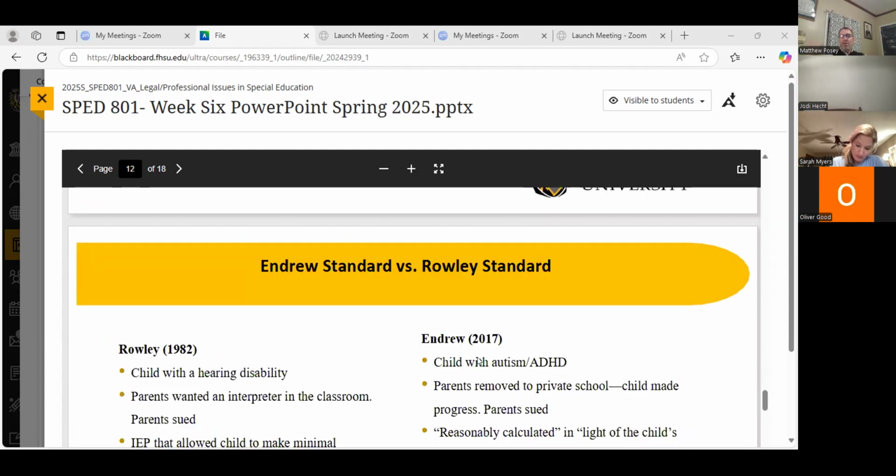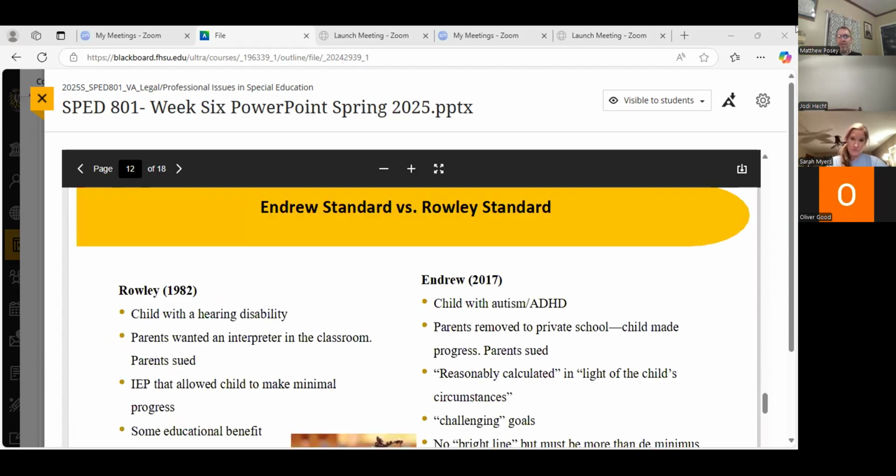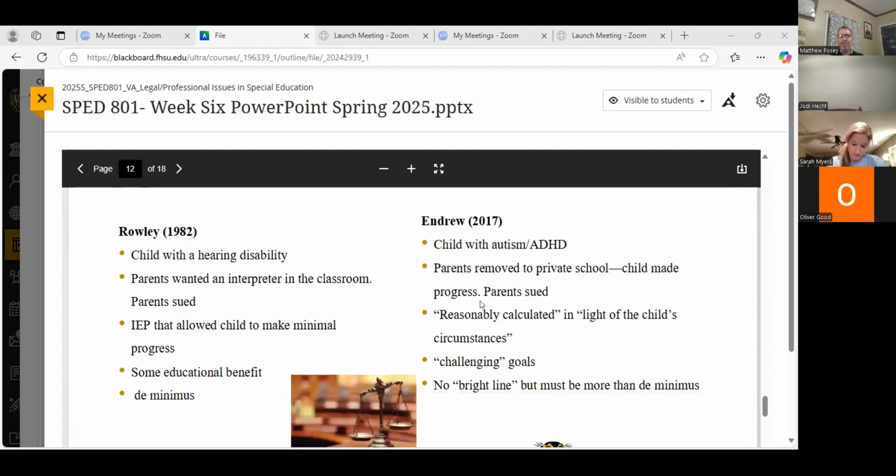Okay, so here on the slide, it gives you some information. It's going to be a great resource, kind of help you. Here it shows you the Andrew standard and compares it to the Rowley on this slide, looking at 1982 compared to 2017 and how the courts ruled on it.